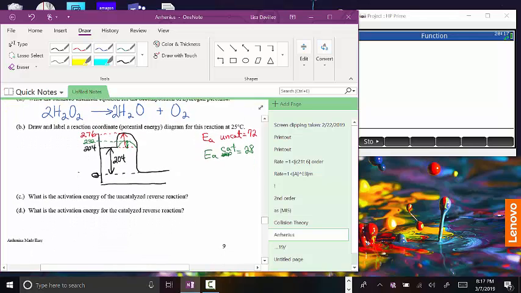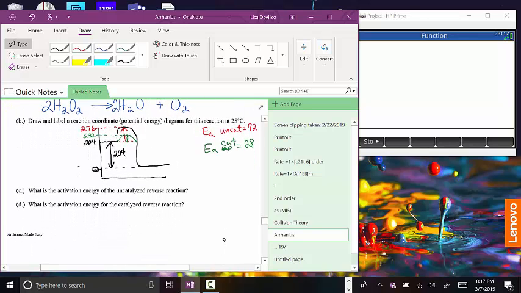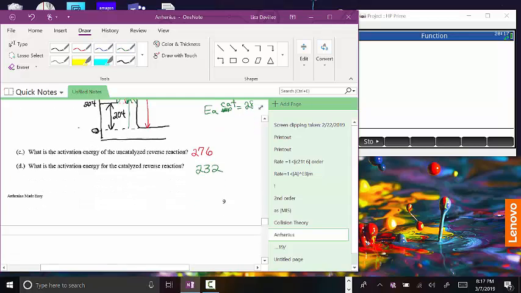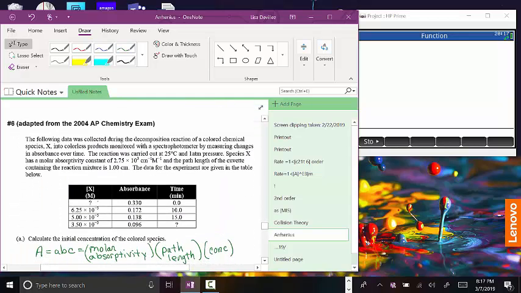So our next question here is, what is the activation energy? I'll look at that, right? That would be uncatalyzed reverse. That is our reactants up to the top, which is 276. And catalyzed, 232. Okay. Moving on. All right.